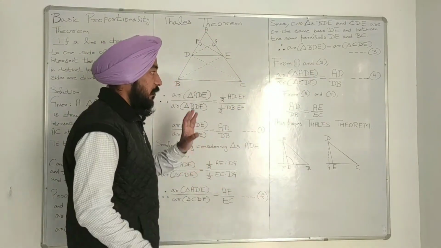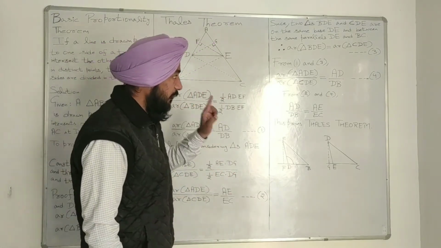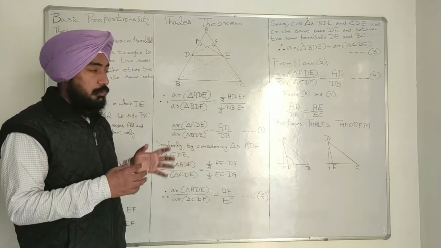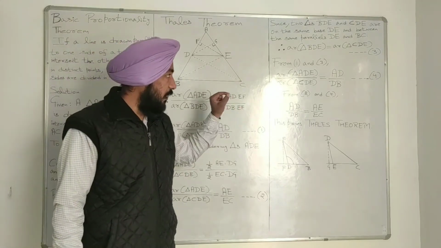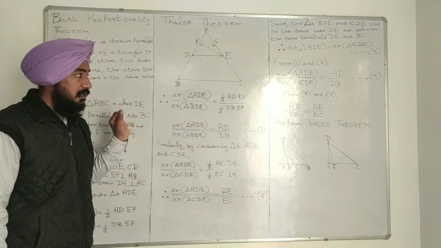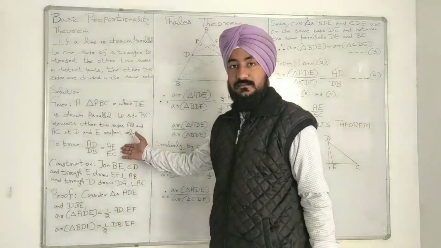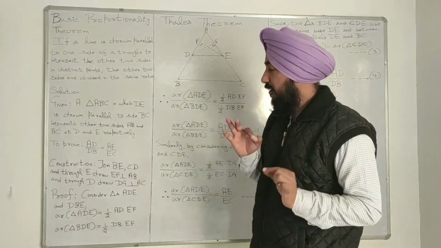Therefore, from 2 and 4, I can write AD upon DB is equal to AE upon EC. Because the left hand sides of these two equations are the same, we can write their right hand sides equal. This is what we want to prove in this theorem. This is the to-prove part of this theorem, which is AD upon DB is equal to AE upon EC.